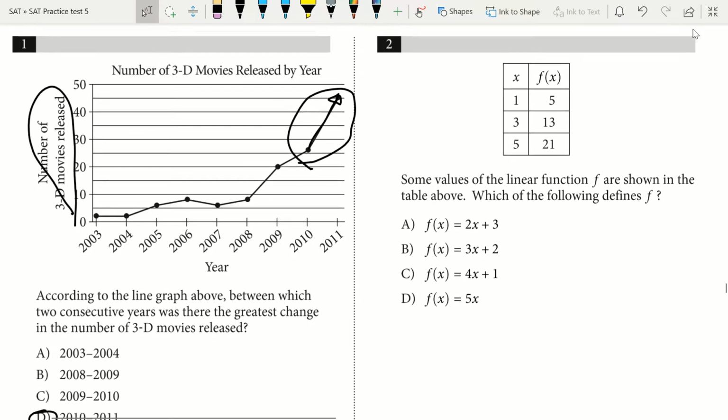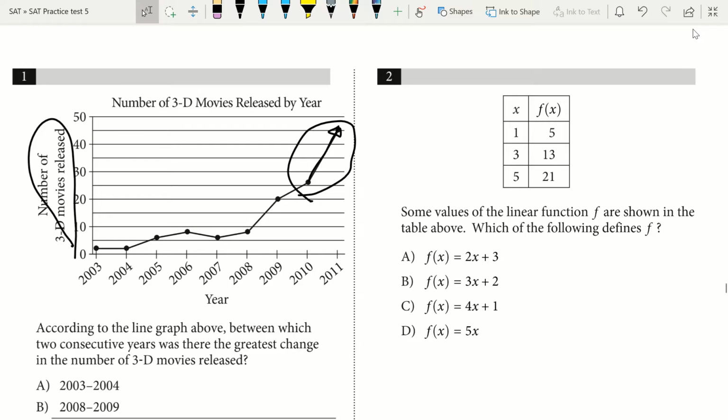Question 2. Some values of the linear function f are shown in the table above. Which of the following defines f? Well, I have a run of 2, I increase my x by 2, I increase my rise, or my y value, by 8. So my slope will be my rise over run, 8 over 2, which is equal to 4. So I'll have y equals 4x.